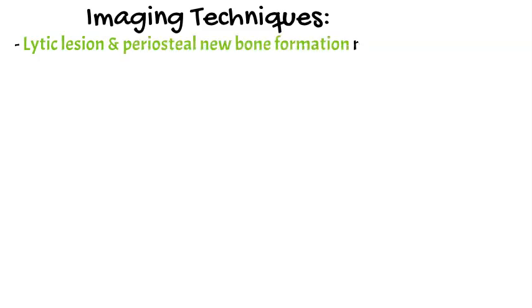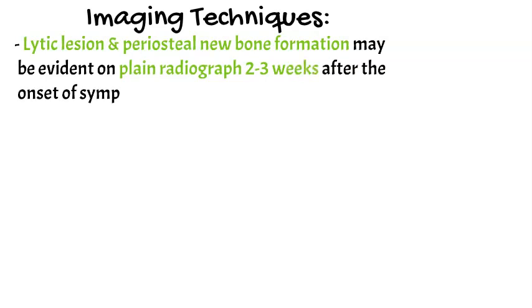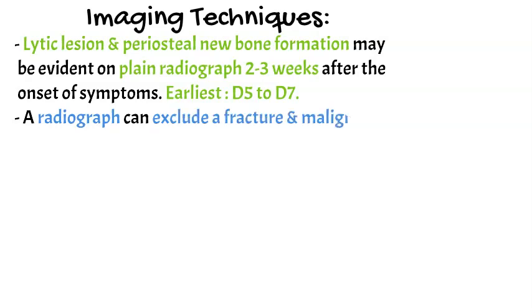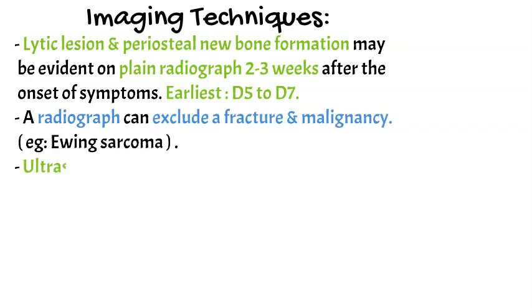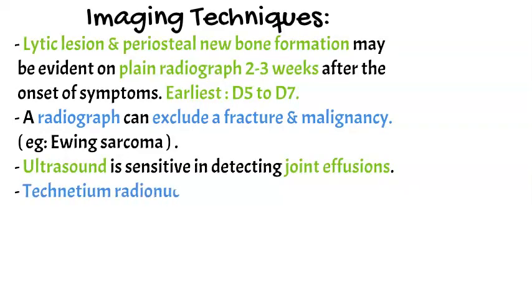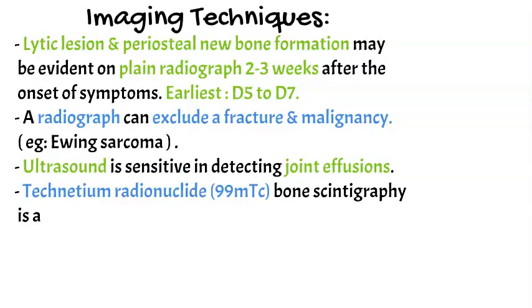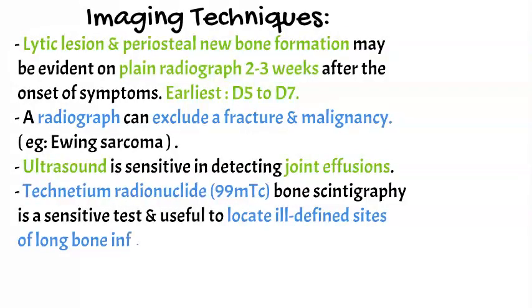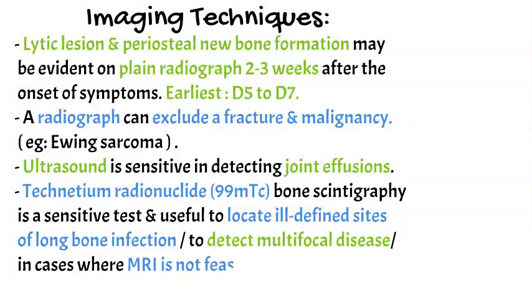Imaging techniques. Lytic lesions and periosteal new bone formation may be evident on plain radiograph 2 to 3 weeks after the onset of symptoms. The earliest changes that you can see in the X-ray are sometimes around day 5 to day 7 of symptoms. A radiograph can exclude a fracture and malignancy, for example Ewing sarcoma. Ultrasound is sensitive in detecting joint effusion.